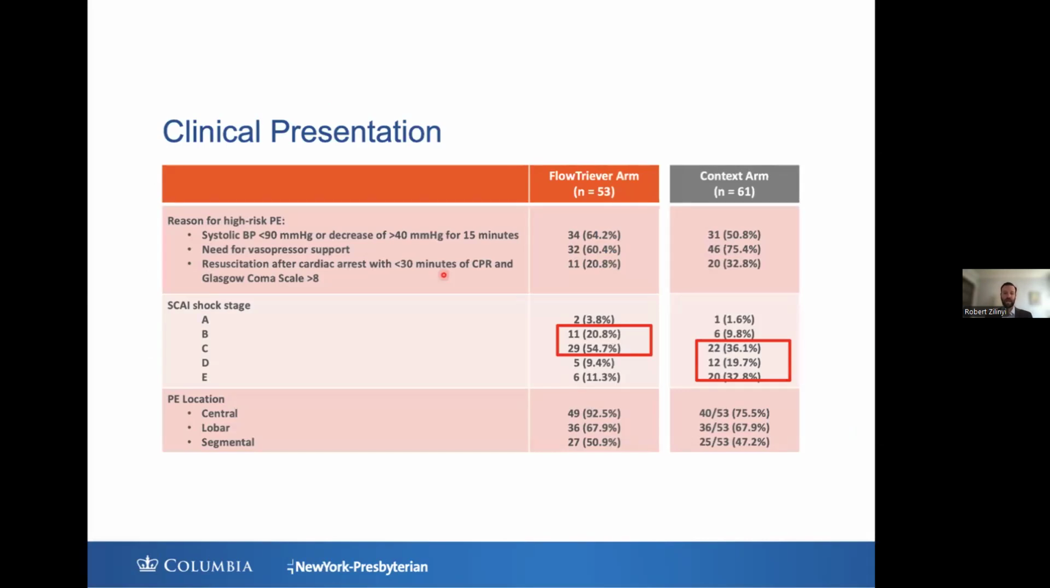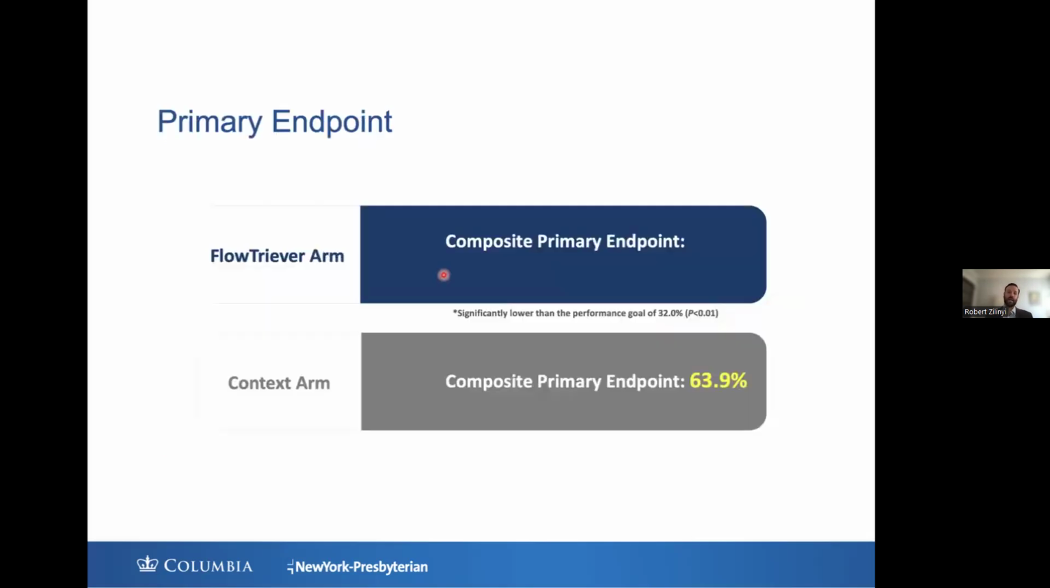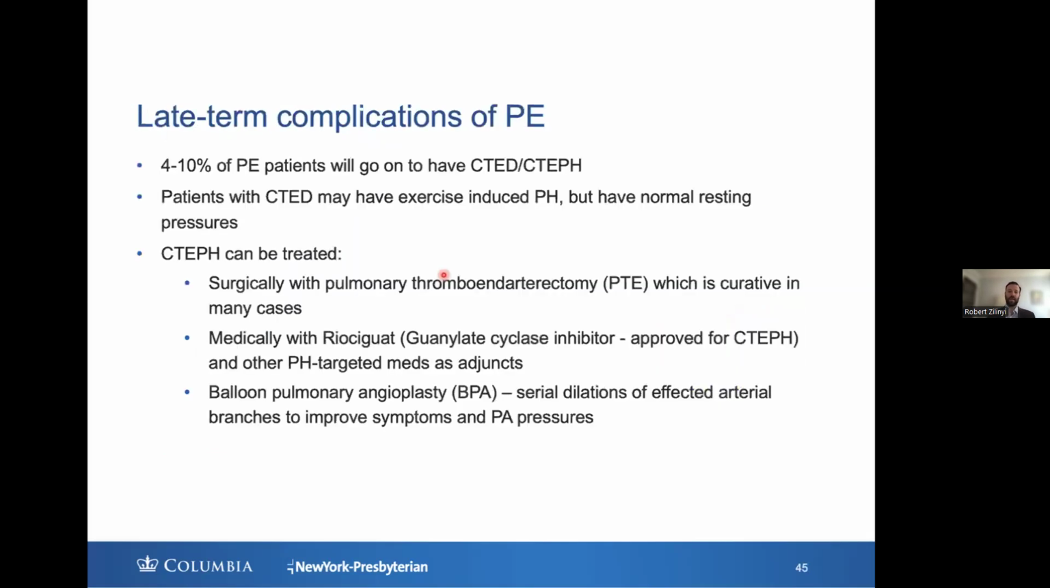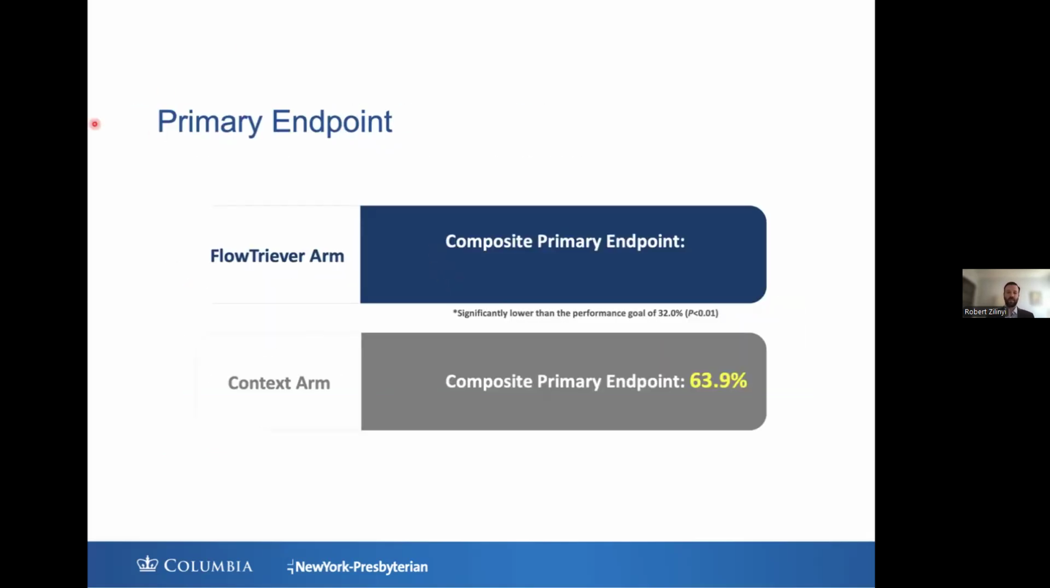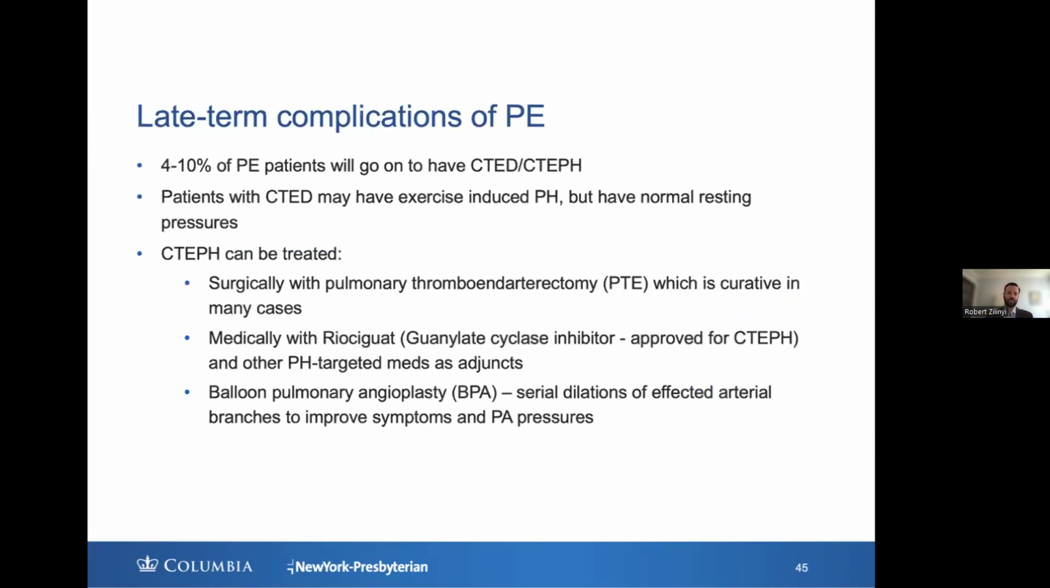Looking at the SCAI shock classification, there was a significant portion in the FlowTriever arm that were SCAI B and C, which are sort of the intermediate shock ranges, whereas in the context arm, there was a larger proportion of C, D, and E, so maybe a slightly sicker patient population. In the FlowTriever arm, I don't know why the number didn't come through, but the primary endpoint of all-cause mortality was 17% compared with 63.9% in the context arm.